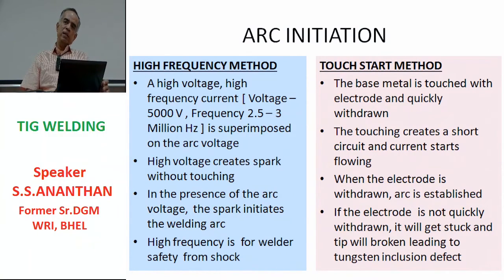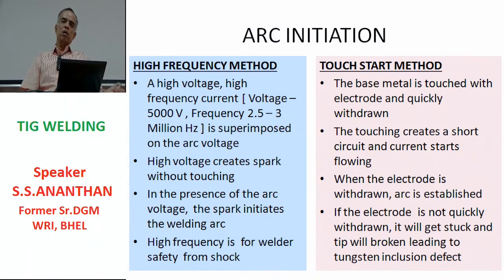Now taking touch start as the first, touch start is a very simple method where the welder touches the electrode to the base metal, thereby a shorting taking place. Because of the shorting, high current starts flowing into the circuit, and when the torch is lifted, a gap is created, and through the gap arc is started. Now this method is a very simple method employed in shielded metal arc welding, MIG welding, submerged arc welding, the other prominent arc welding processes.